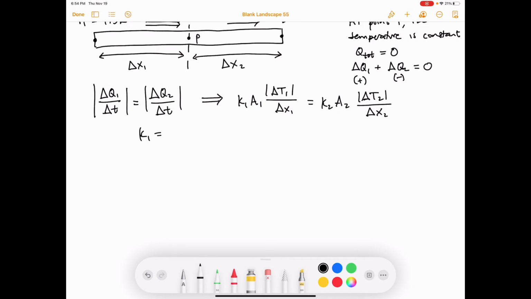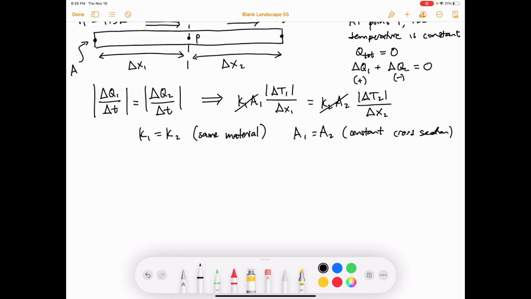Now here's the thing. K1 is equal to K2. It's the same material over here as it is over here. So it's the same thermal conductivity. And also, A1 is equal to A2. The cross-section is constant. So the cross-sectional area of this rod is constant throughout. So we can right away cancel out K1A1 and K2A2.